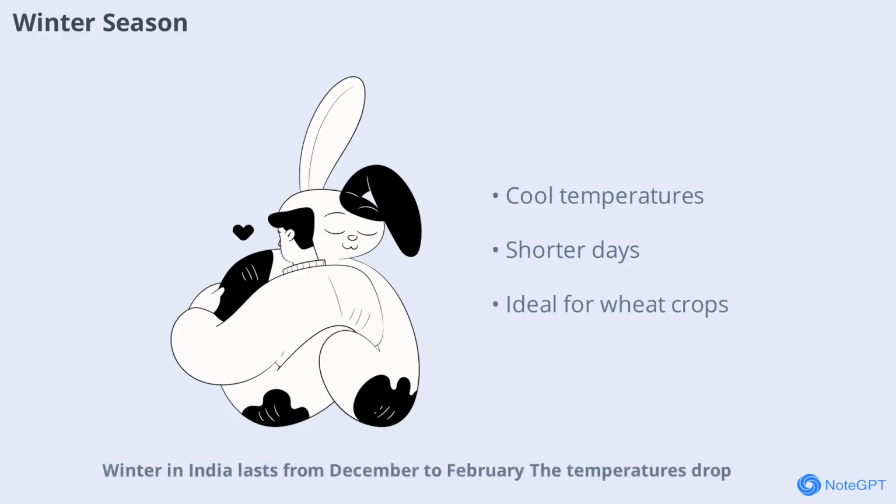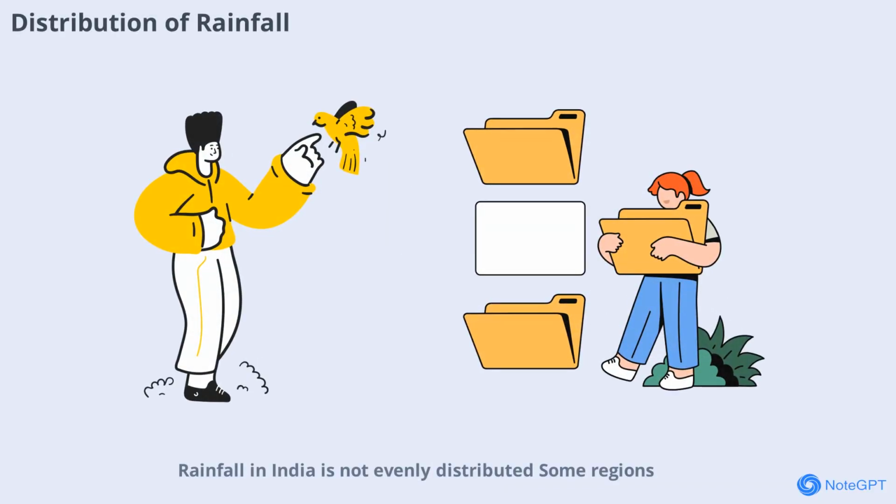Winter in India lasts from December to February. The temperatures drop, especially in the northern plains and Himalayan regions where frost and occasional snowfall are common. The days are shorter and the air is dry and crisp. In contrast, southern India remains relatively warm and pleasant. Winter is an important season for growing crops like wheat and barley, as the cool temperatures and clear skies create ideal conditions for agriculture.